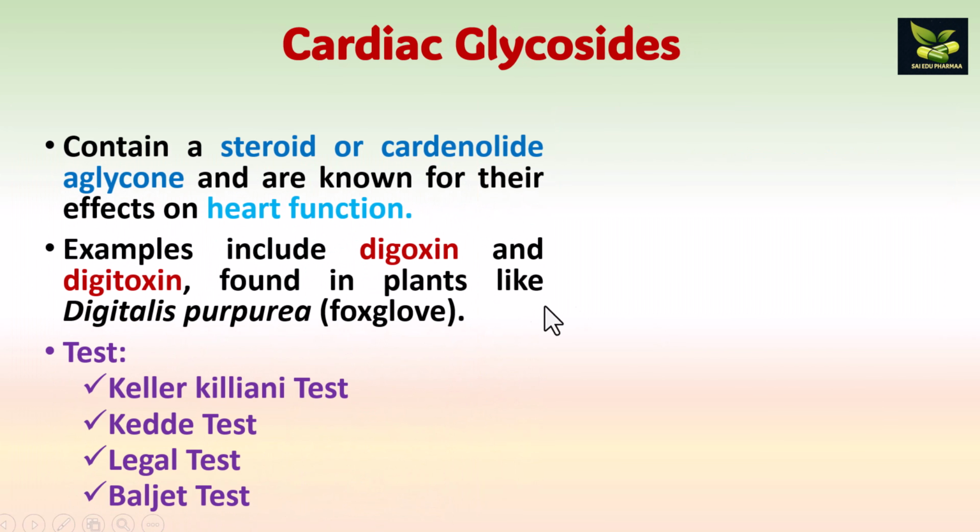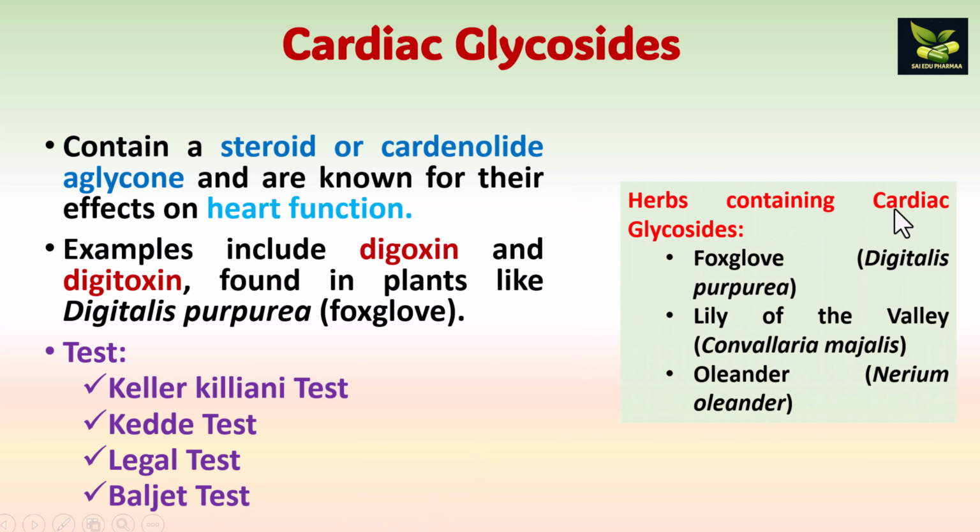Now we are going to see the first glycoside, which is cardiac glycoside. It contains a steroid or cardenolide aglycon, and because of it, it is very much helpful in the functioning of the heart. So it is called cardiac glycosides. Examples include digoxin and digitoxin. They are present in the plant Digitalis purpurea or foxglove. And the various tests include Keller-Kiliani test, Kedde test, Legal test, and Baljet test.